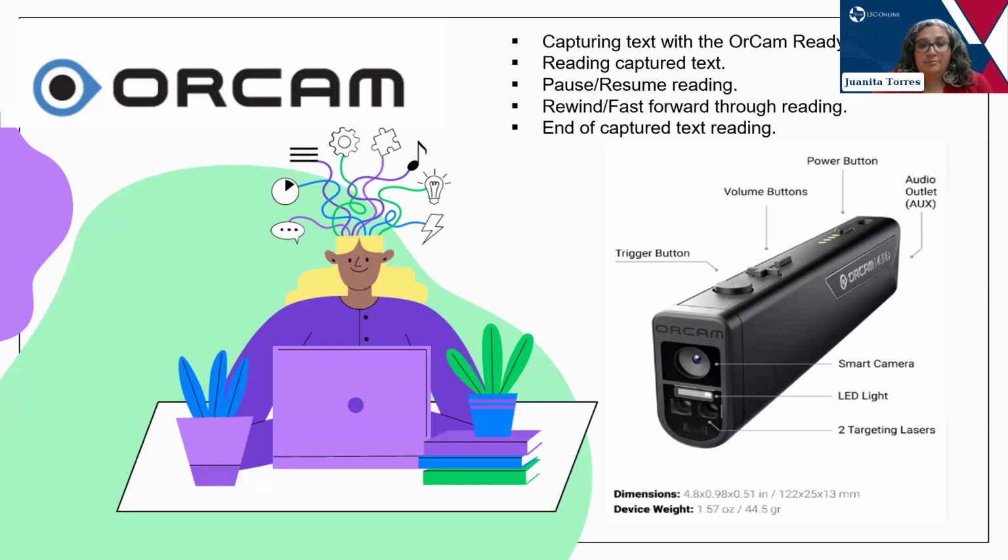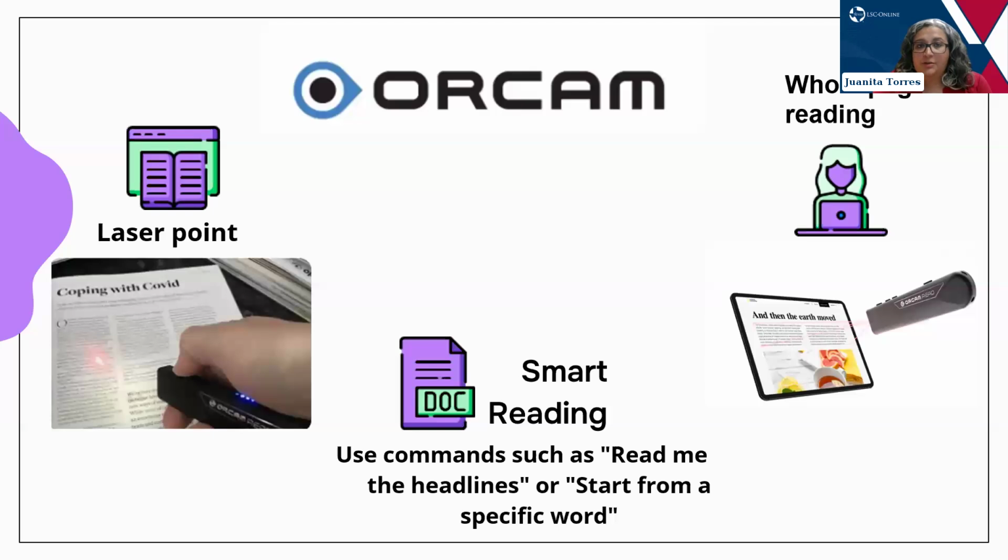All right. One of the features of the OrCam Read is that it has laser point reading, or whole page reading. You can press both the plus and minus sign buttons to switch between laser point modes or whole page mode. With laser point mode, you can focus on a specific paragraph or word to begin capturing the text that you want read aloud. With whole page reading, you will capture the entire document to have the entire document read out loud. You can adjust or customize your reading experience, such as changing the reading speed and the volume.